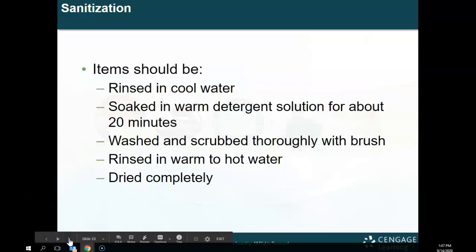All right, sanitization items should be rinsed in cool water, soaked in warm detergent solution for about 20 minutes, washed and scrubbed thoroughly with a brush, rinsed in warm to hot water, and then dried completely. You need to know this. Like, you really need to know this. This is super important.